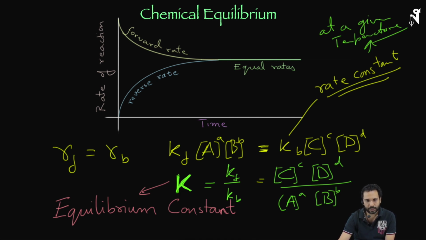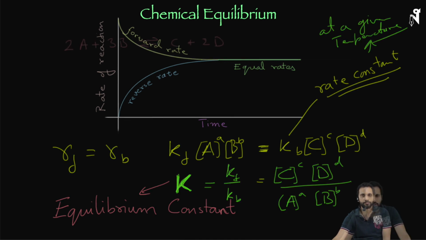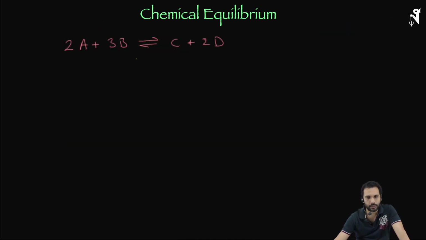So let me ask you one thing to make this concept clear. Suppose there's a hypothetical reaction at equilibrium, and it is given that at equilibrium the amount of A is 1, amount of B is 2, amount of C is 4, and amount of D is 2 again. Assume it is happening at temperature T. The volume of the vessel is 1 liter. So what would be the equilibrium constant for the reaction at this given temperature?